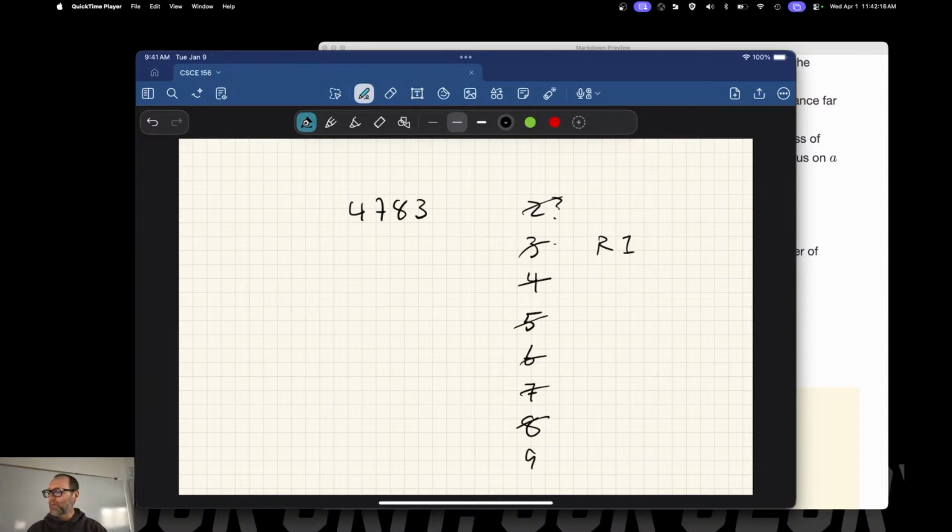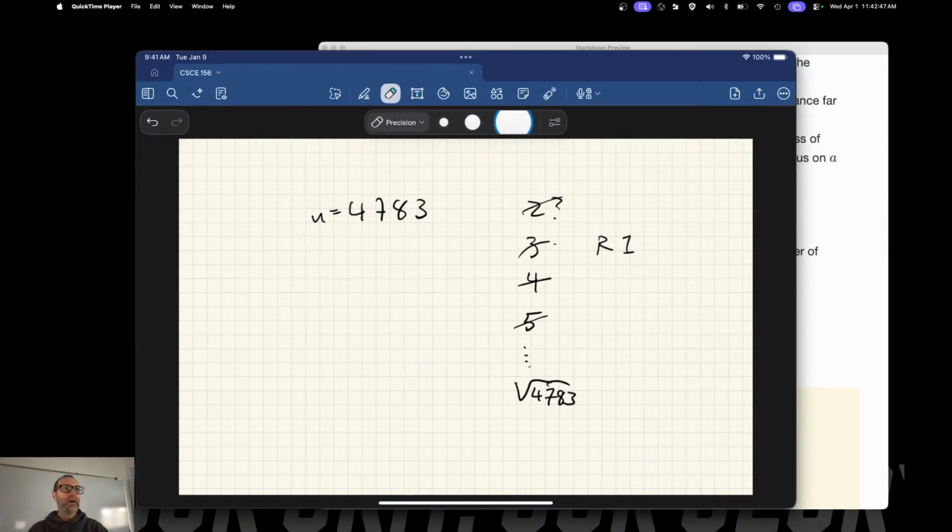What do I have to go up to? Dot, dot, dot. What's the maximum that I would actually have to check? Square root of 4783. And I have no idea what the square root of 4783 is. Why did you say I only had to go up to the square root? Why is it, if this is n, why don't I have to go up to n over 2? That's even larger, by the way.